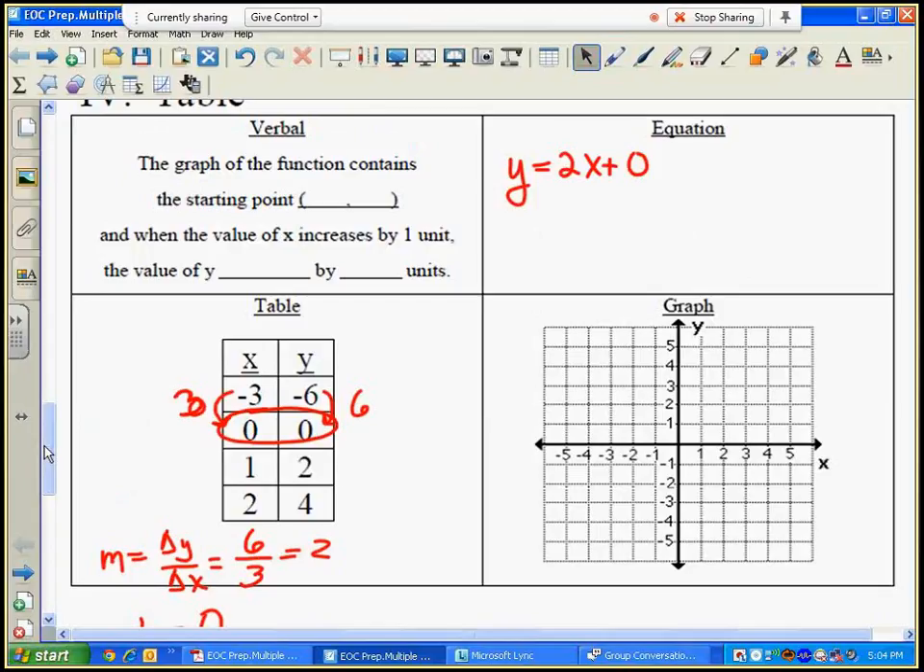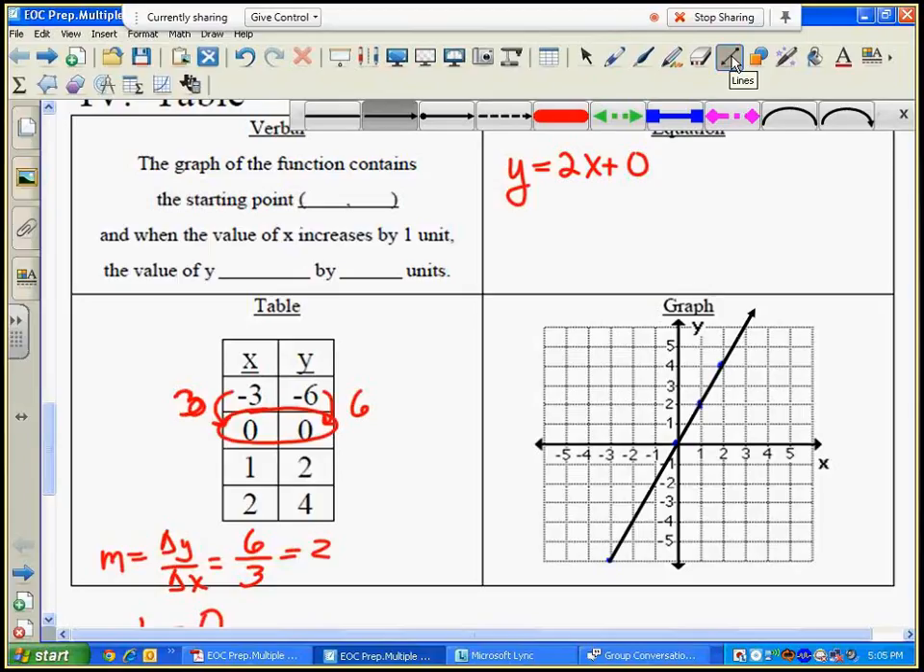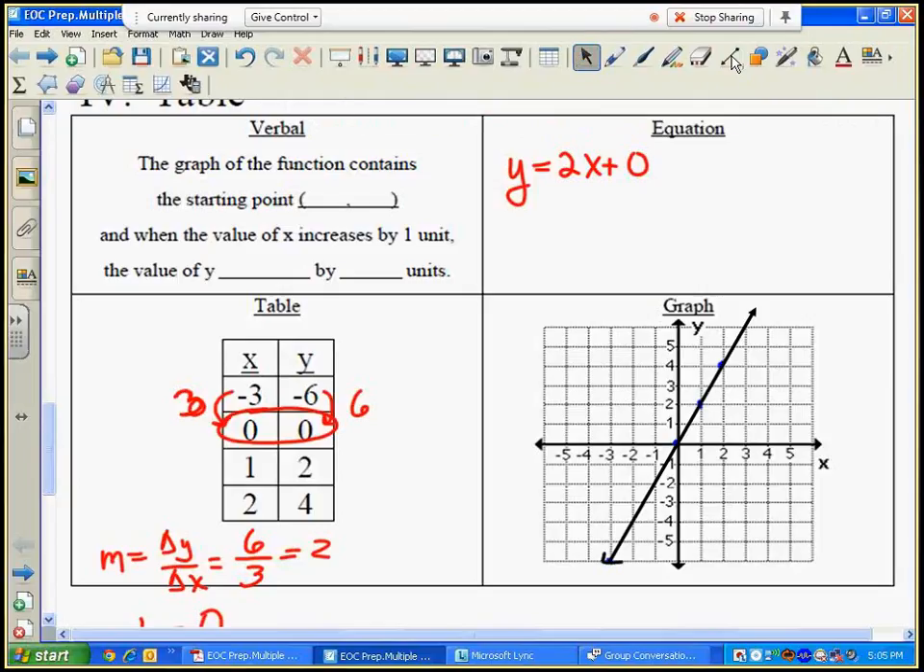Well, let's say that you don't feel comfortable doing that. Well, you can go to the graph, kind of an intermediary step. Let's plot these points. Negative 3, negative 6, 0, 0, 1, 2, and 2, 4. Get yourself a good little line going. Okay. You can see that this guy does cross through the origin here. So there b is equal to 0. You can also see that as you do your rise over run, it goes up 2 and then right 1. Well, that gives you a slope of 2 over 1. So you can come up and write your equation, and lo and behold, it's the same one.